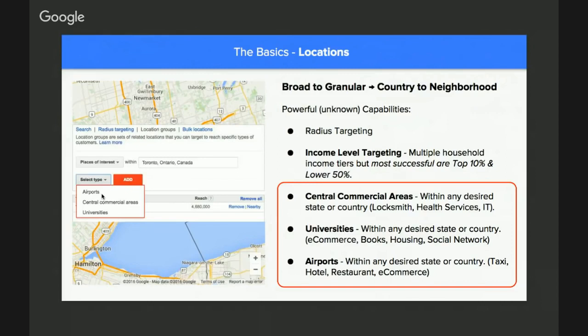So these are some hidden things. Now, this is pretty basic stuff, and this is what every single campaign has within AdWords. However, a lot of people don't know that you can do income level targeting, central commercial areas, universities, and airports. Definitely, again, one of those nice hidden features that AdWords provides.